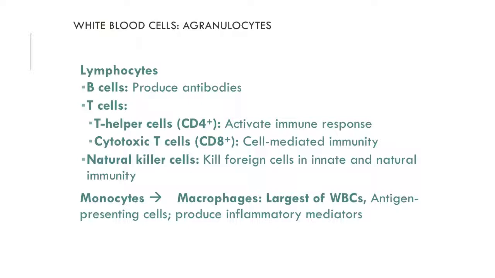Monocytes are also included in this group, and macrophages come from the monocytes, and they are the largest number of white blood cells. They are antigen presenting cells, and they produce inflammatory mediators.